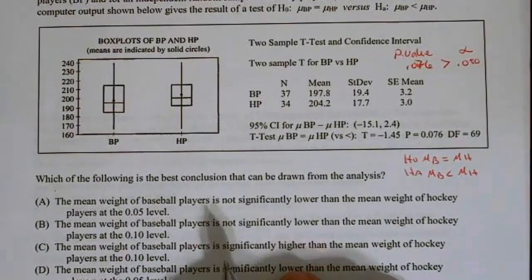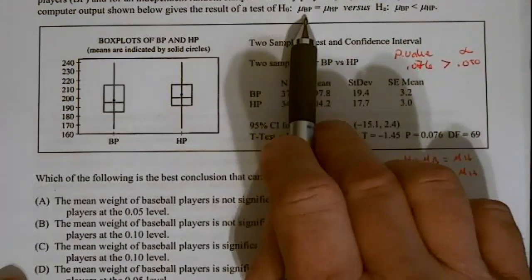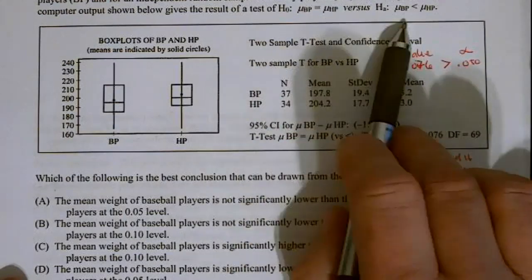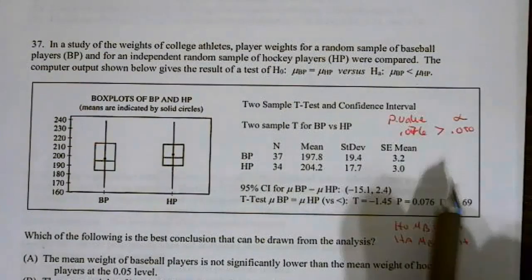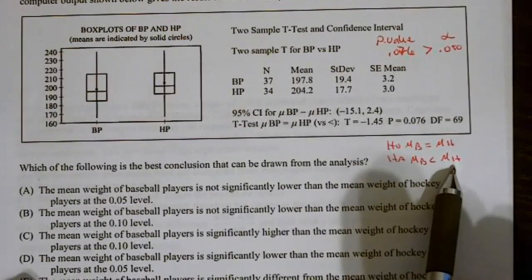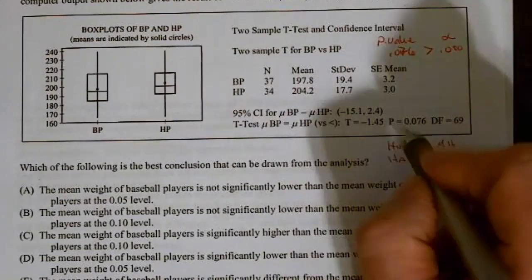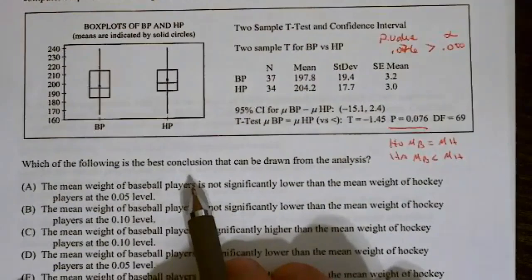Number 37. In a study of the weights of college athletes, player weights for a random sample of baseball players and for an independent random sample of hockey players were compared. The computer output below gives the result of a hypothesis test. Baseball player weight equals hockey player weight versus baseball player weight is less than hockey player weight. All right. And I just rewrote it down here. Baseball equals hockey. Baseball is less than hockey. And we're talking about weight. We have all this information, and here's a p-value of 0.076. Which of the following is the best conclusion that can be drawn from the analysis?